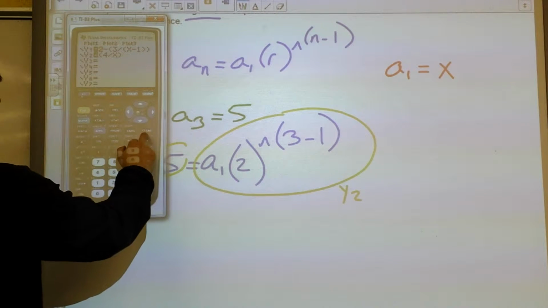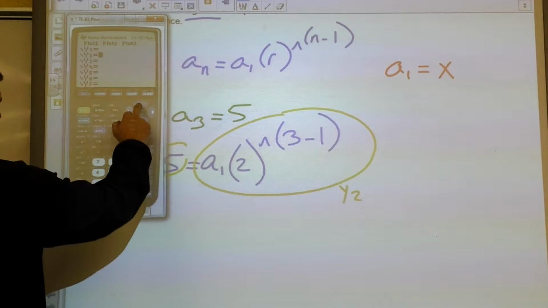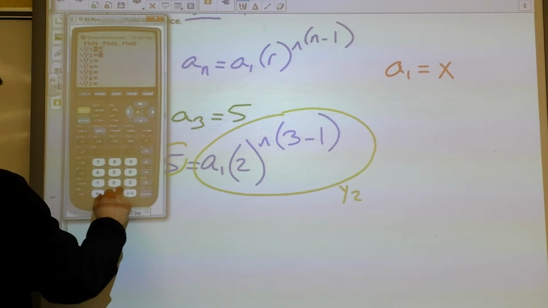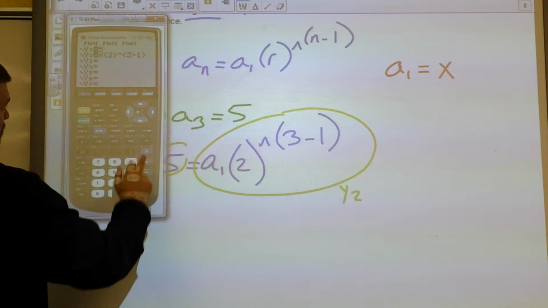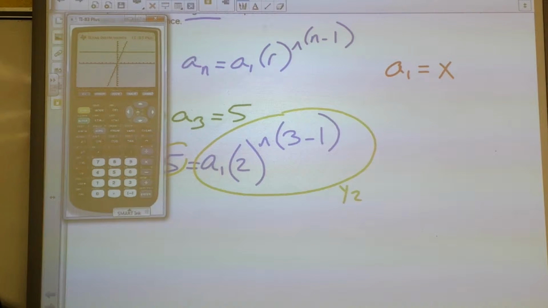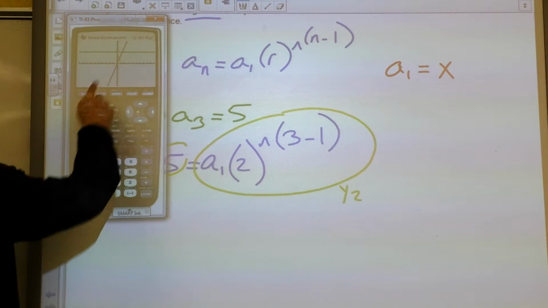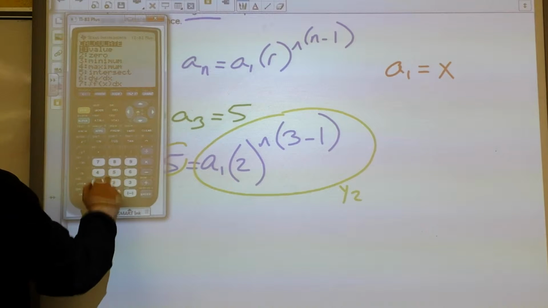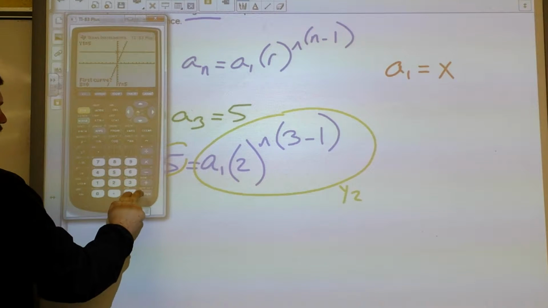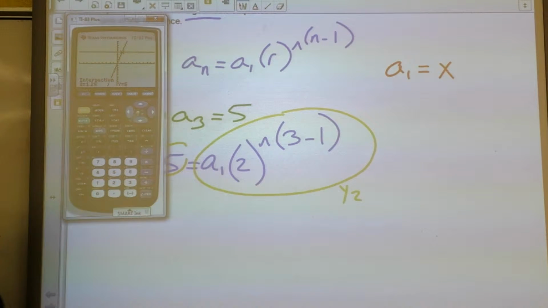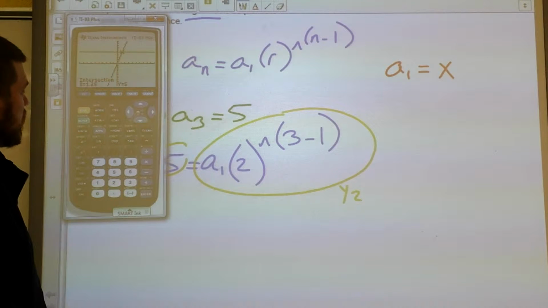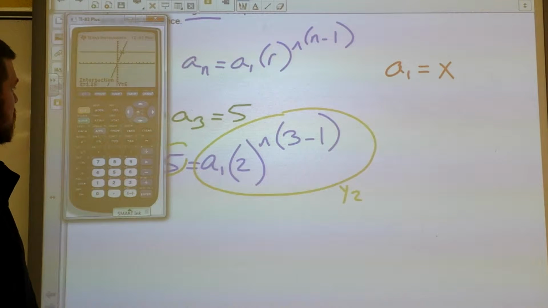So I go to y equals, clear out all my other stuff that's there. So 5, and then x parentheses 2 parentheses raised to the 3 minus 1 power. Graph it. Okay, and I see I have a point of intersection, so that's what I'm looking for. Second calc, option 5 for intersection. First curve, you just hit enter. Second curve, you just hit enter, and then guess. And so I get that x is 1.25.